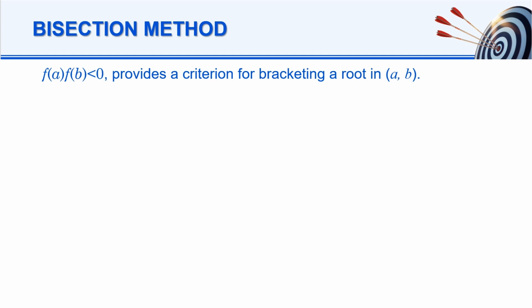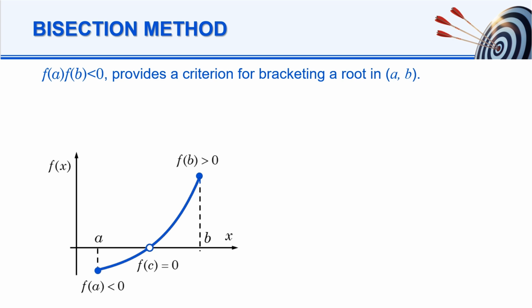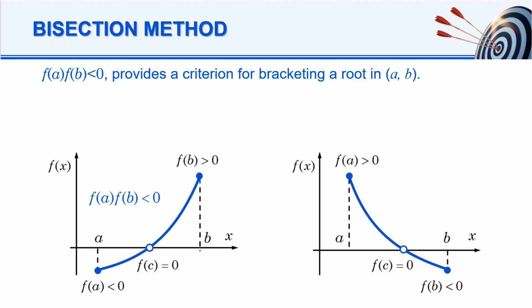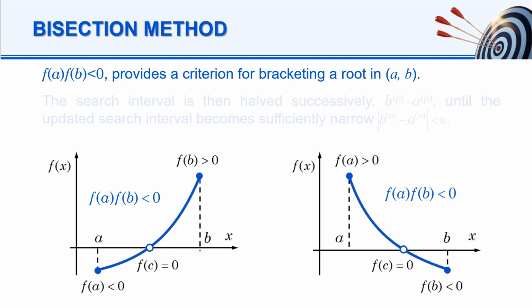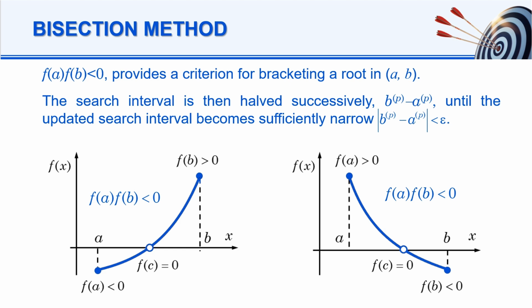f(a) times f(b) less than 0 provides a criterion for bracketing a root in the interval (a, b). Notice that in the figure below, there exists a root in the interval (a, b). The endpoints of an increasing function have opposite signs. That is, f(a) times f(b) is negative. The endpoints of a decreasing function that intersects the x-axis have opposite signs. Similarly, f(a) times f(b) is negative. The search interval is then halved successively until the updated search interval becomes sufficiently narrow, smaller than a tolerance value.